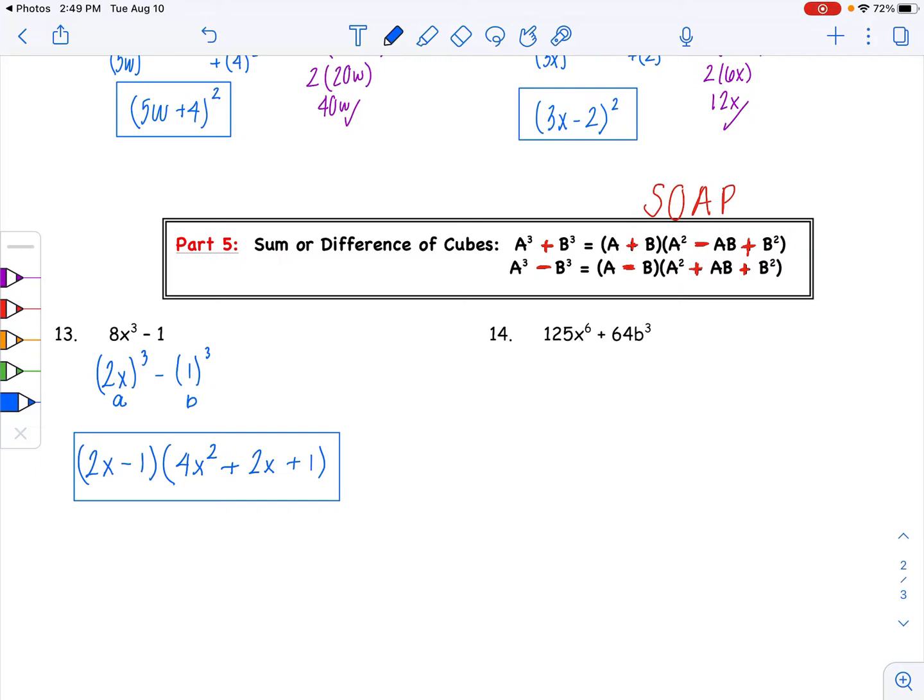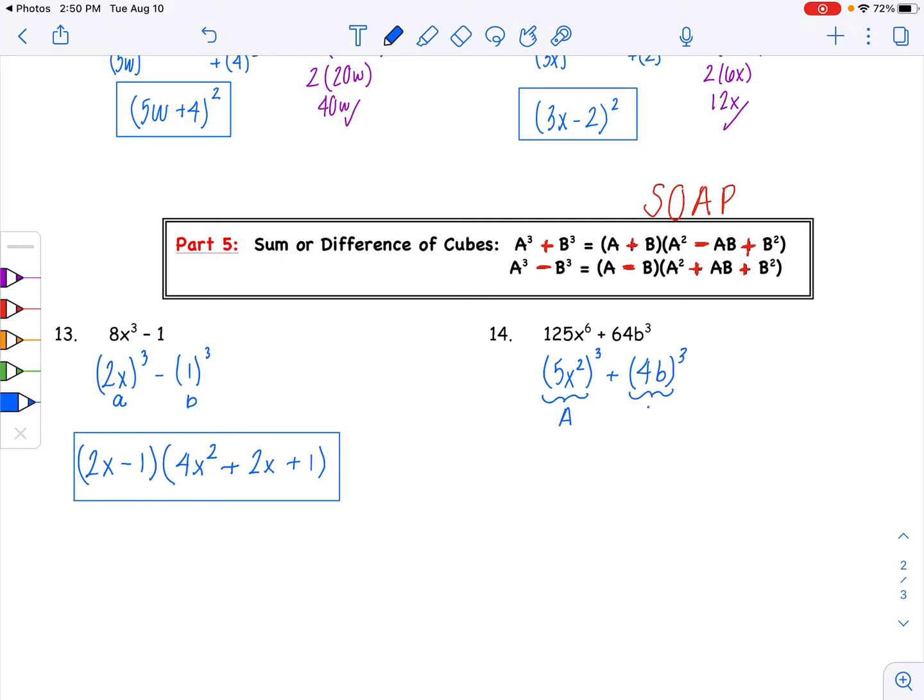Next one, 14 is your last one. This looks like a sum of perfect cubes, but let's figure out what the cubes are. 125 is really same thing as 5 cubed. And that means x would be squared for our power to a power rule. So 5x squared cubed is the same thing as 125x to the 6th plus 4 cubed is 64. So 4b cubed is 64b cubed.